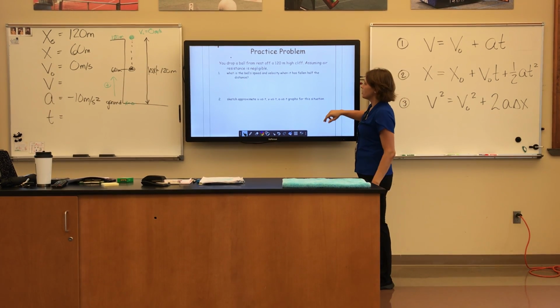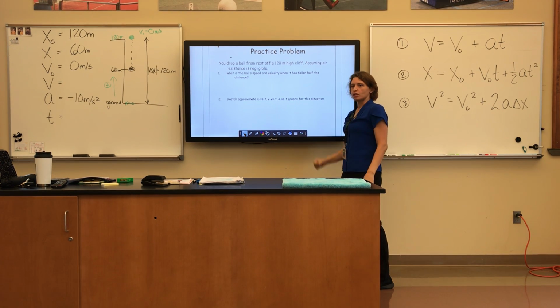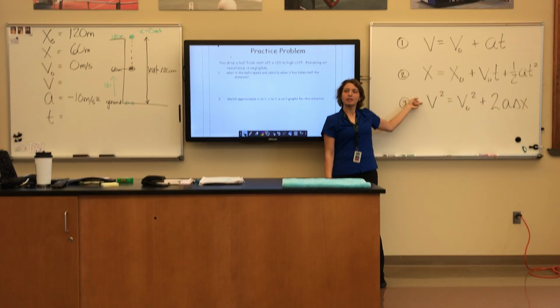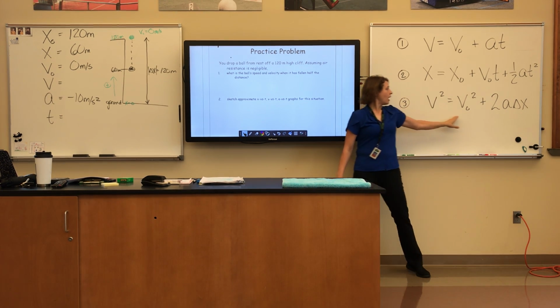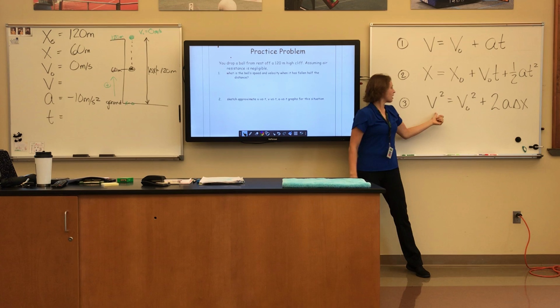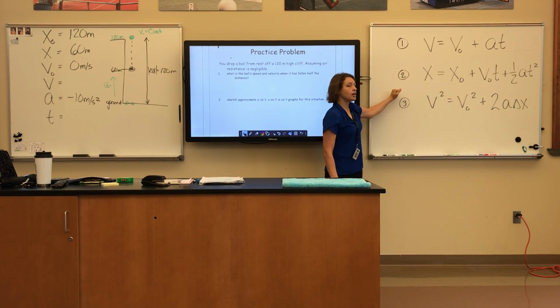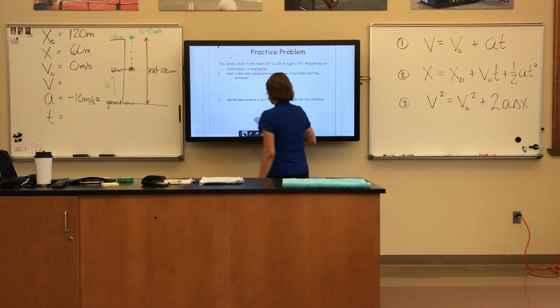Okay. If I want to find the ball's speed and velocity when it's fallen half the distance, which kinematics equation should I choose? Number 3. Why? Because we don't know the time, but we do know the change in displacement. Right. I know all of these quantities, and I'm solving for this one. If I don't know anything about the time it takes for motion to occur, I'm probably going to go with the third kinematics equation.